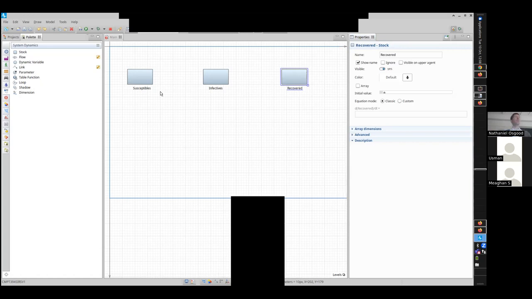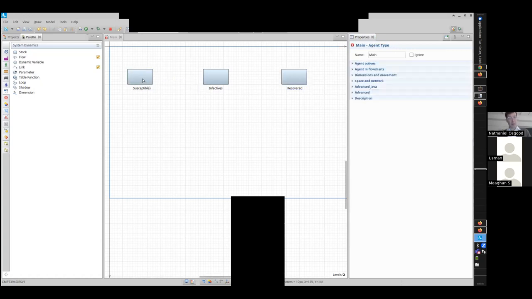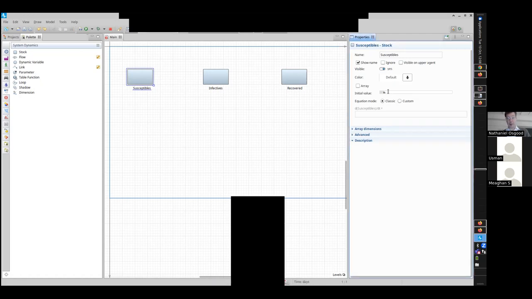Now, we've seen something like this. At first blush, this looks a little bit like the beginning of an aging chain. And we're going to put in some mechanisms at first that are going to look like this. But first, we're going to set the initial values of these stocks.